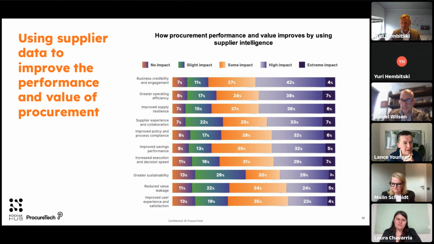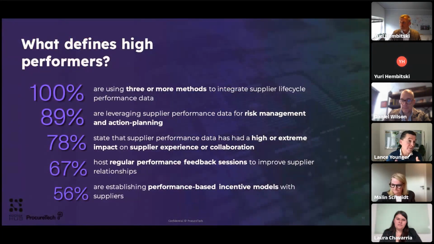The additional lens that we applied on this, when we were looking at the data, was: what do high-performing organizations do, and how do high-performing organizations work with their spend intelligence? The first thing, and what was universal, was that 100% of high performers were using 3 or more methods to integrate supplier performance data.